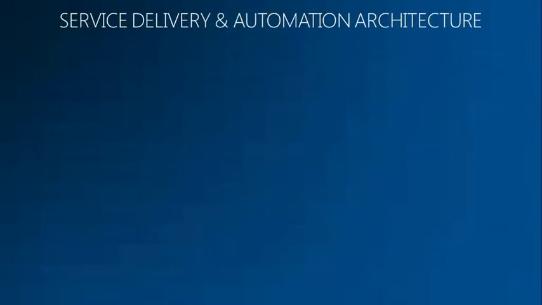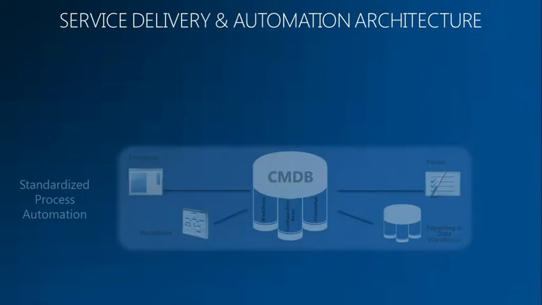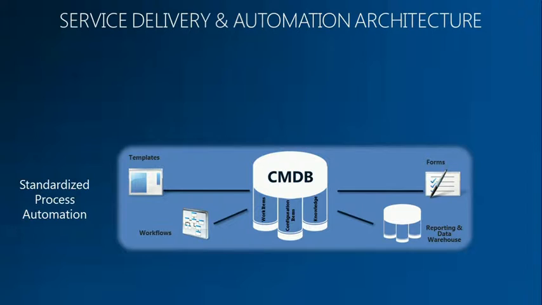So let's talk a little bit about the architecture that Service Manager provides to enable service delivery and automation. First of all, we have standardized process automation that's enabled through the CMDB. The CMDB is the central store of Service Manager and really all of System Center, because we bring data from all the other System Center components into the CMDB. We then relate those configuration items, computers, databases, websites, et cetera, to work items, things like incidents, change requests, so that we know exactly which configuration items we're affecting when we're making changes, or which configuration items are affected by incidents.